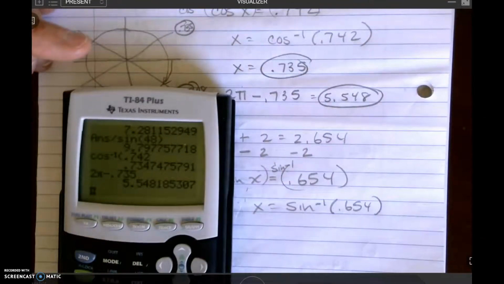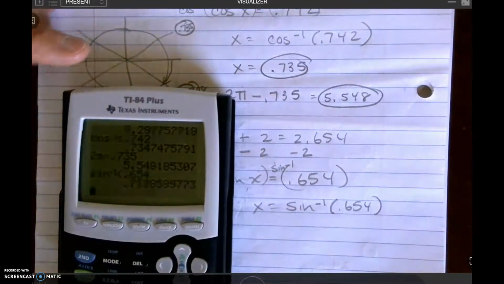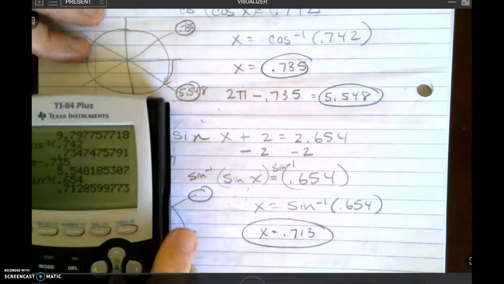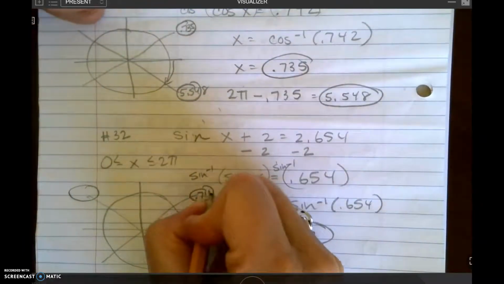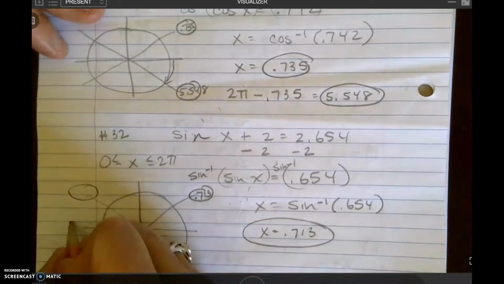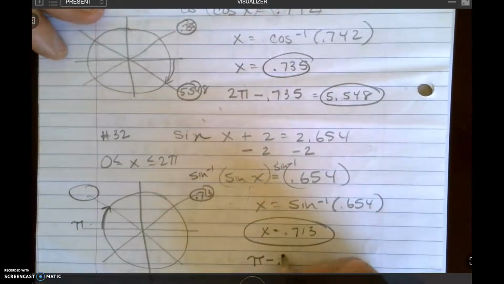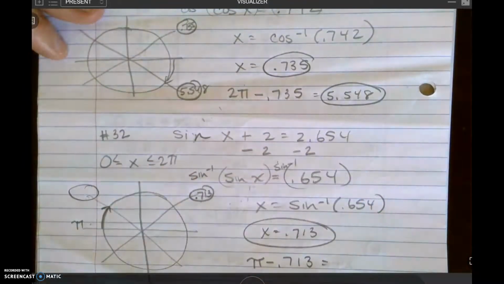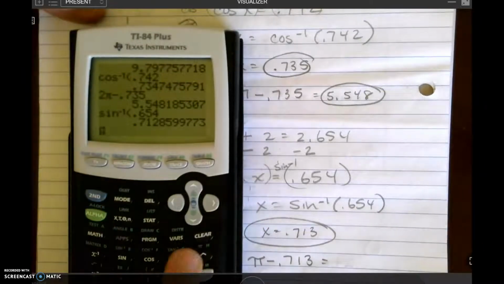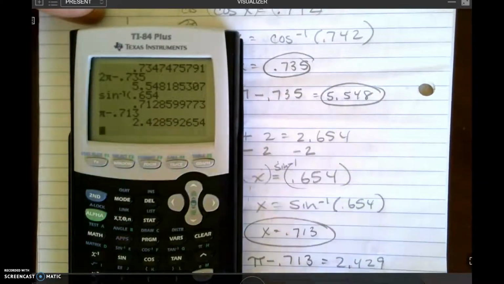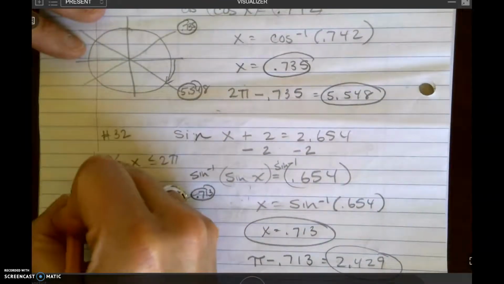So inverse sine of 0.654, and I get 0.713. So that's my quadrant 1 answer. And this answer, this is pi, and I'm going backwards, so subtracting. So pi minus 0.713 would give me my quadrant 2 answer. So I do pi minus 0.713, and I get 2.429. That would be my quadrant 2 answer.